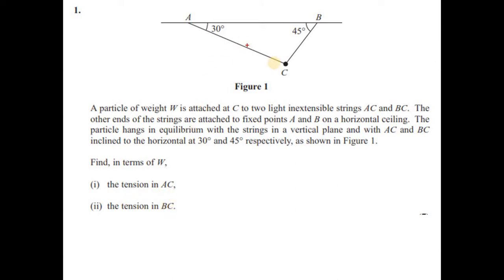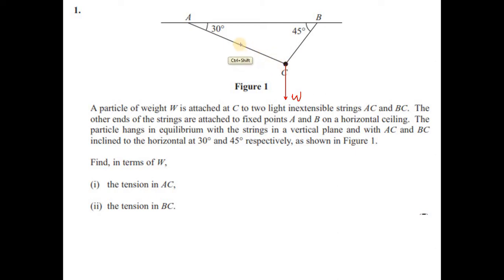Okay, so if you see the diagram, we have a particle of weight W hanging with the help of two ropes. In this case, first you need to visualize the forces acting on the particle C. Clearly you have weight W acting downward, and then you have tension in the strings. Because both strings make different angles, the tension in both strings must be different.